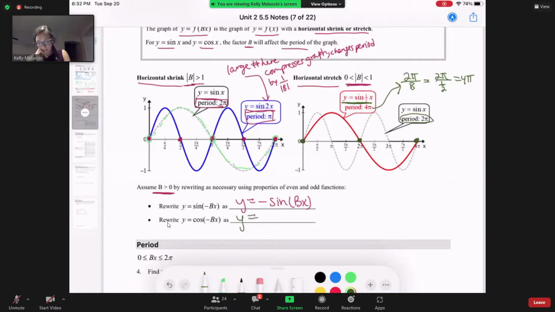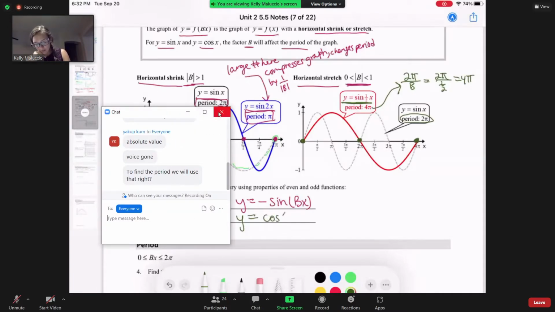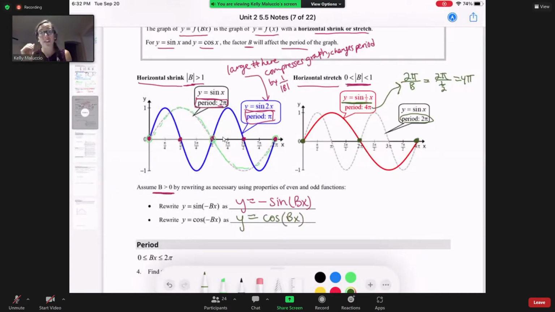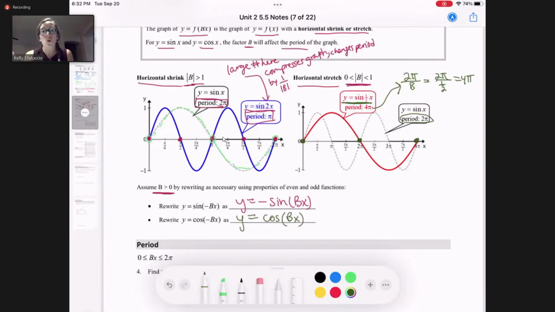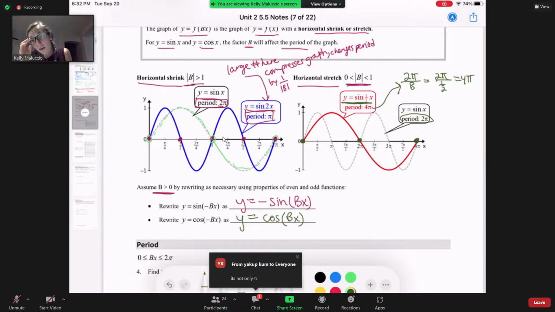But what I was saying about cosine, now we're talking about if there's a negative there. Because cosine is even, this is actually the same thing. So the negative in cosine has no effect because it's an even function. So you can actually ignore it.